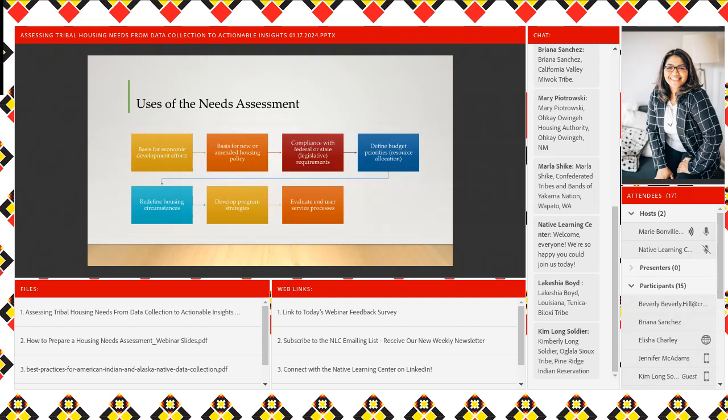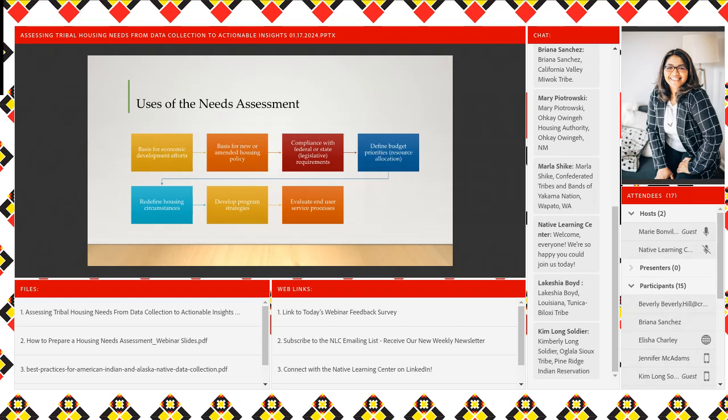The uses of the needs assessment, there are too many to count, right? So it could be the basis for economic development efforts. Certainly, you can be in the room when they have those discussions to say, how will this affect workforce development? The new or amended policies that may come from the types of housing that you may need, compliance with federal and state requirements, as I mentioned before, certainly defining your budget and those priorities from a monetary standpoint.